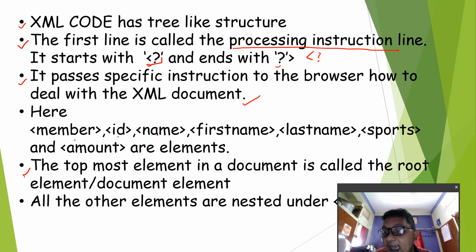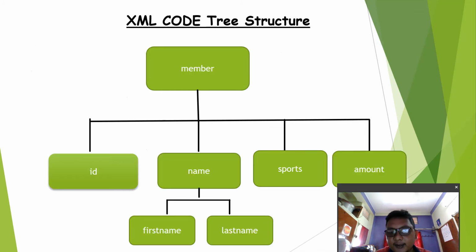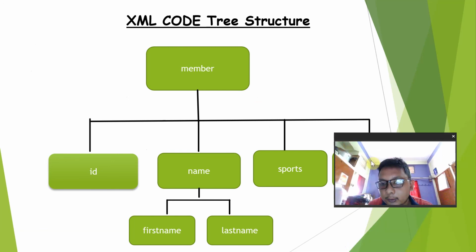That's why XML documents or XML code can be represented in a tree-like structure, because we have taken the topmost markup tag as the root element. Further, the tags that are nested inside the member tag will be the children of the root tag. It will get more clear in the next slide. Here is the complete tree structure of our code.